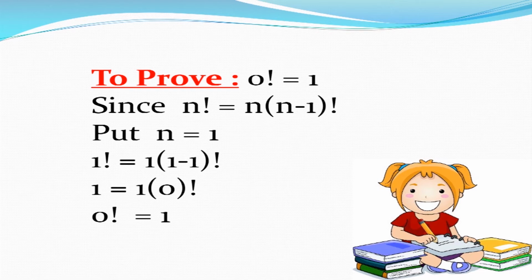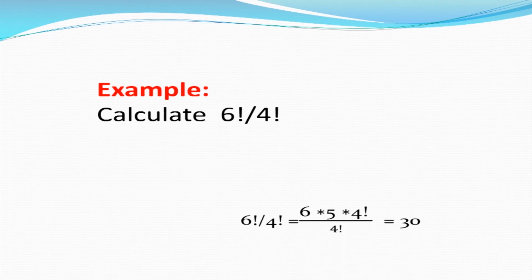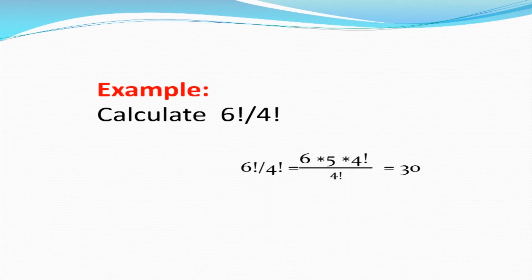Now, let's solve some more questions on factorials. Calculate factorial of 6 by factorial of 4. Now, 6 factorial by 4 factorial is equal to 6 into 5 into 4 factorial by 4 factorial. Cancelling factorials of 4, we get 30.